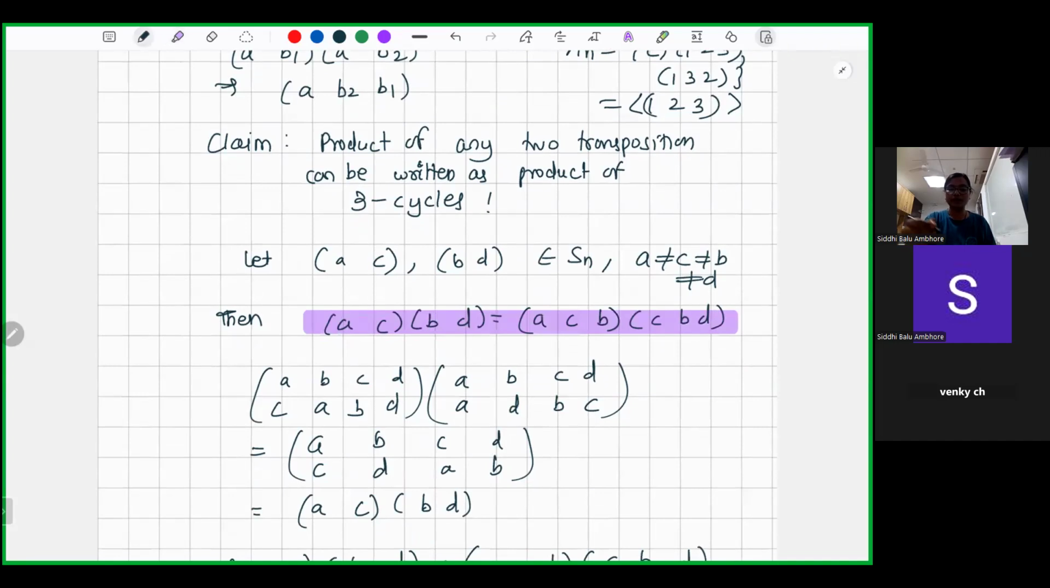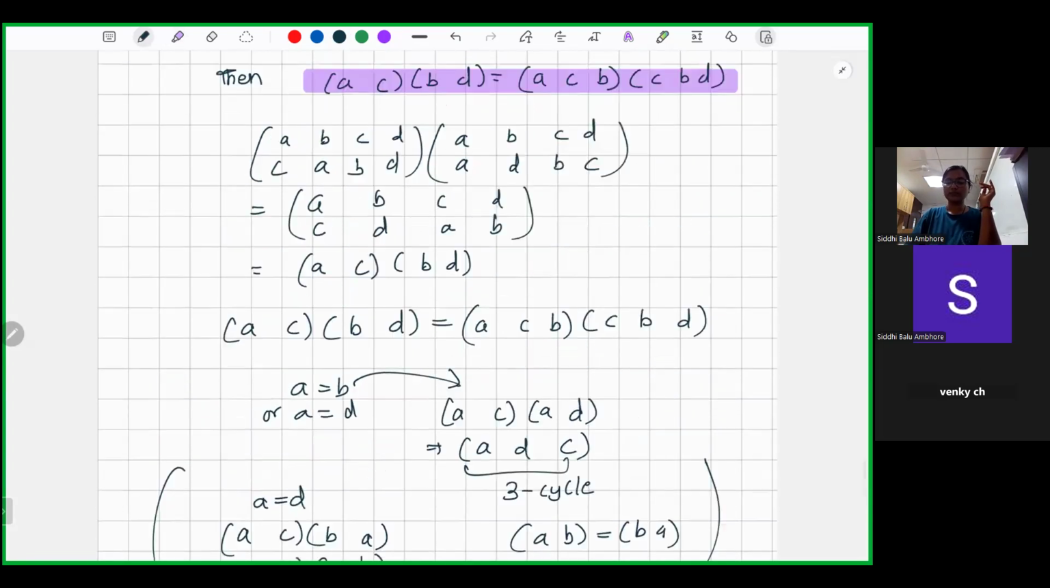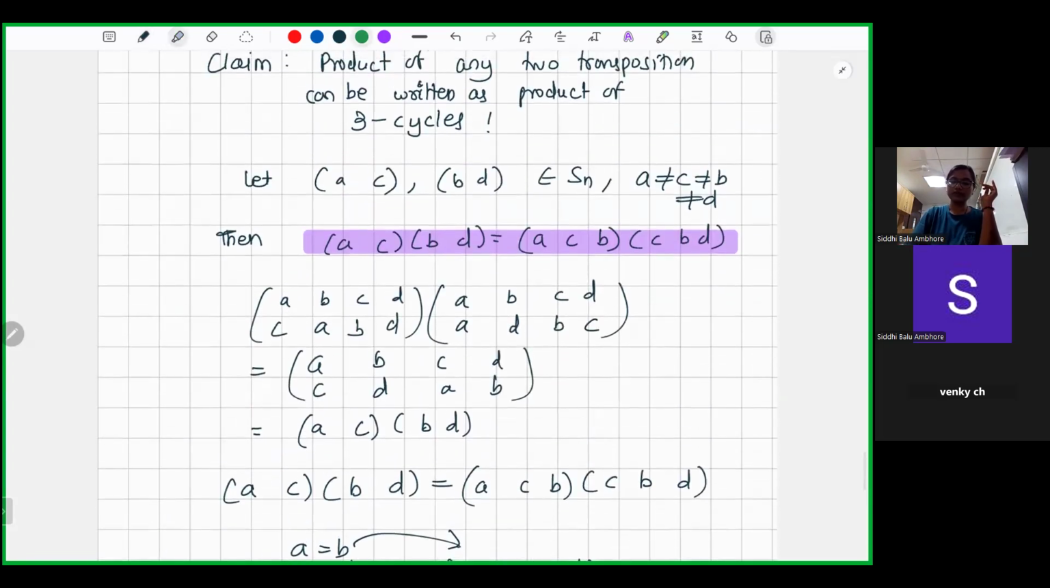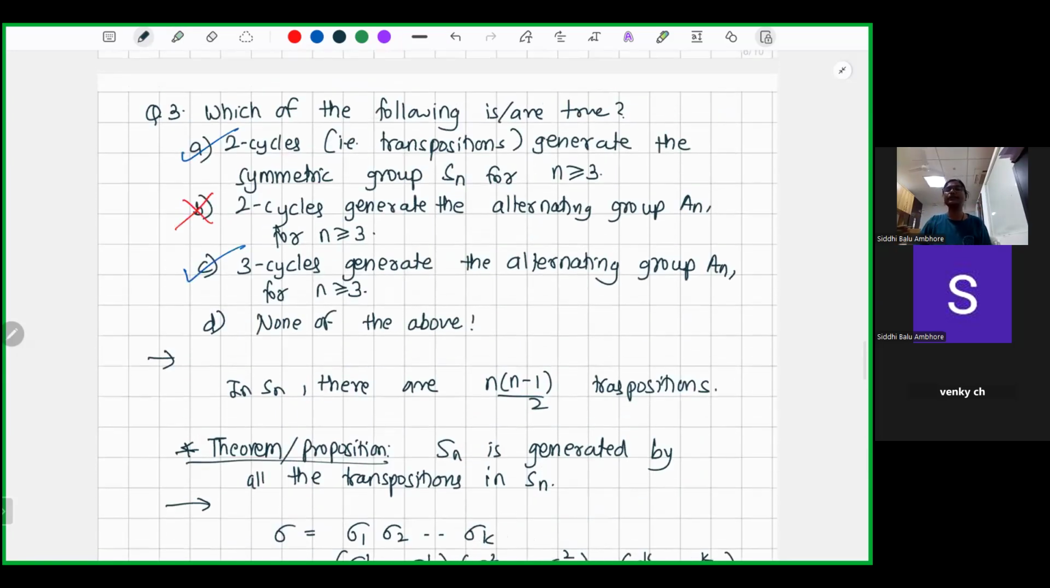I hope you are getting what I'm trying to say here. Anyway, A is not equal to C, and I'm assuming that A, B are not equal to any of them. This condition here is necessary for this to make sense. Okay, so we just proved that the alternating group is actually generated by 3-cycles. So any doubts in that?